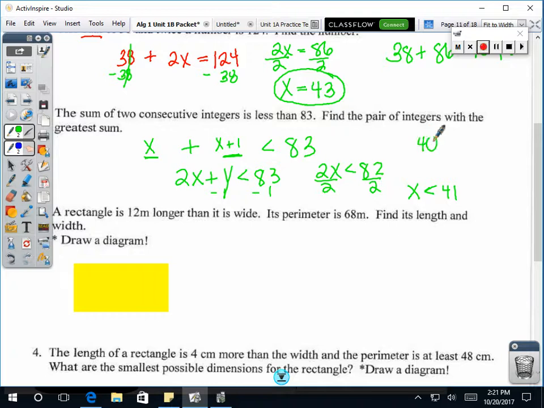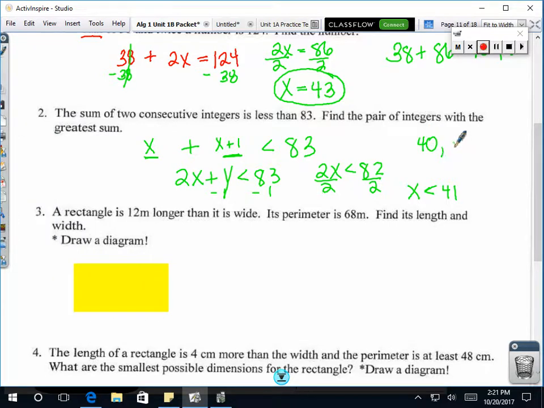Okay, so what's the first number that's less than 41? 40. And what's the next integer after 40? What do those add up to be? And is, no, 81. Is 81 less than 83? Yes. Can you think of two consecutive integers that would get even closer to 83 but still be less?